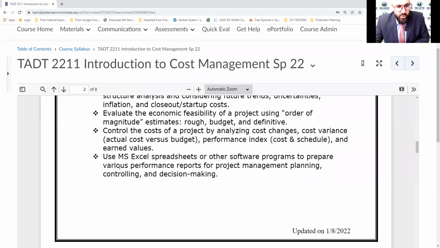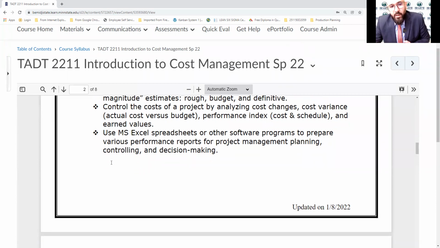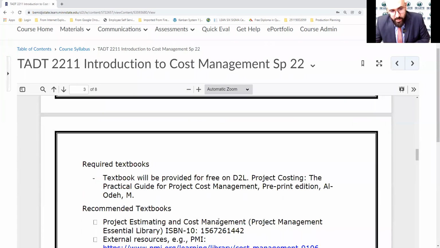After finishing this course, you will be able to control the cost of a project by analyzing cost changes and cost variance. We need to compare the budget versus the actual cost, the cost and schedule performance index, and also the earned value for a project. The last objective: I want you to be able to use an Excel spreadsheet and maybe other software to prepare performance reports for project management, planning, controlling, and decision making.